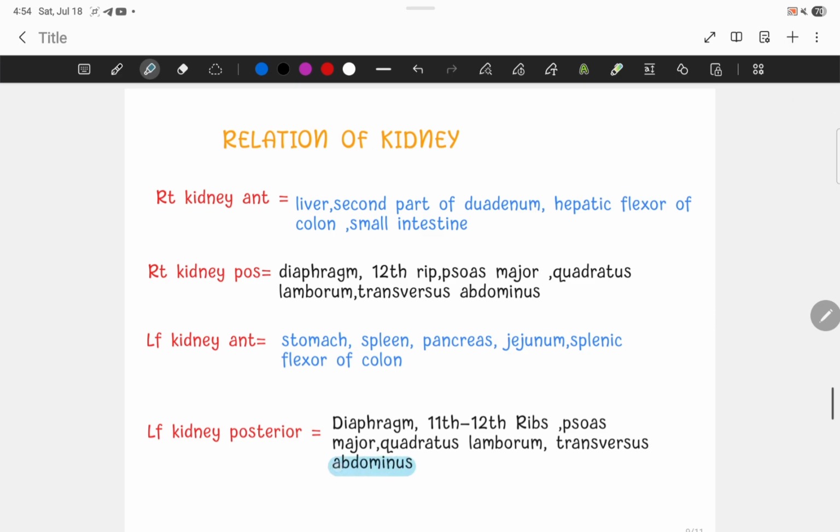Remember that we have quadratus lumborum and transverse abdominis in both the left kidney posterior and right kidney posterior.